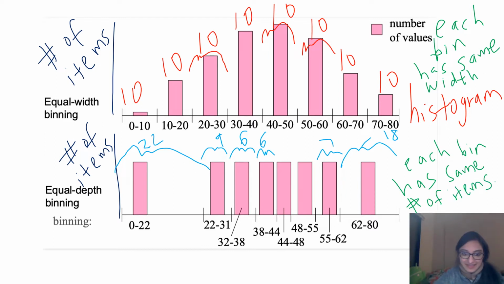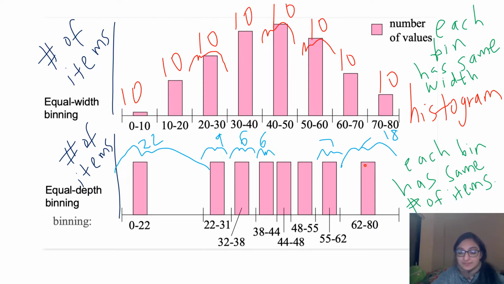For equal depth binning, what we're concerned about is that each bin has the same number of items. We don't care about the width of the interval. It could be 22 or 9 or 6 or 7, for instance, or 18. It could be really wide, really chunky, or small. We just want bins with the same number of items inside them. We're really caring about this height.